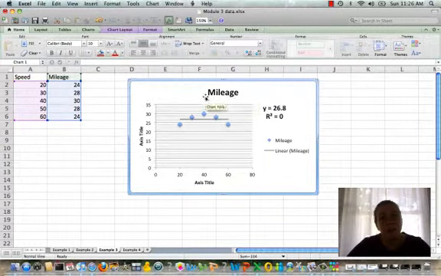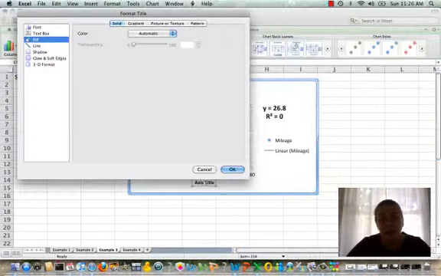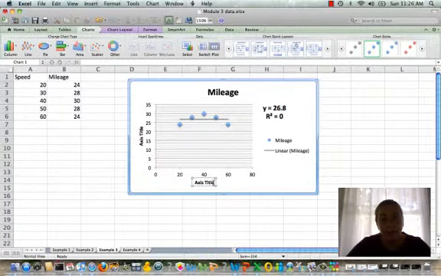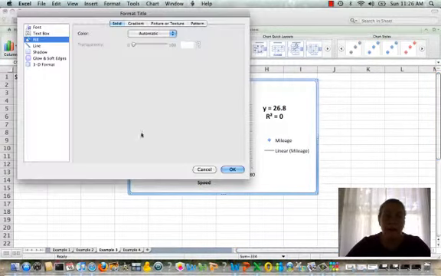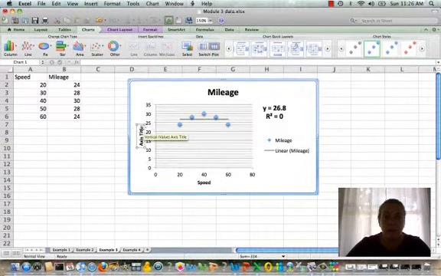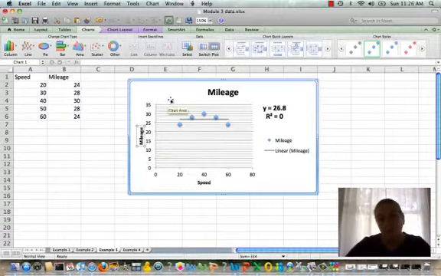And we can see the chart is always labeled with whatever the y-axis is labeled. So the title of the chart is mileage, because that's what we call our y-axis. You can click in here and change the axis titles. So we can retype this to say speed, and our y-axis title to say mileage. So if you're printing out a chart for me, you do want to make sure you do this.